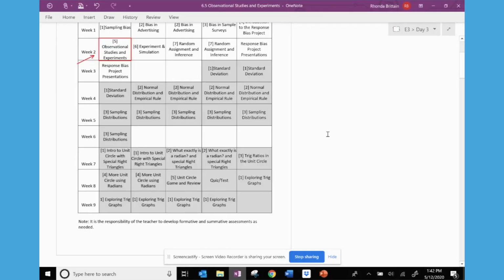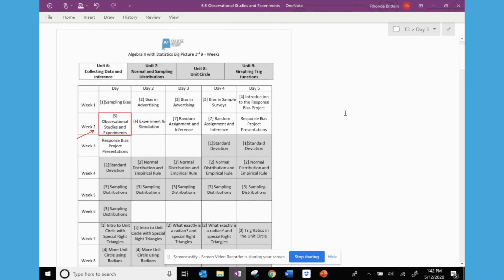In this lesson, students will examine the differences between observational studies and experiments, define types of variables, and learn the importance of randomization. This lesson falls on the 6th day of Unit 6, and it's a one-day lesson, as you can see here in the big picture.